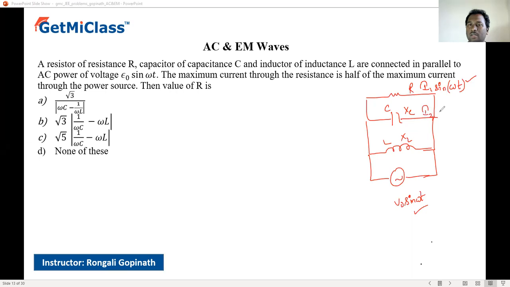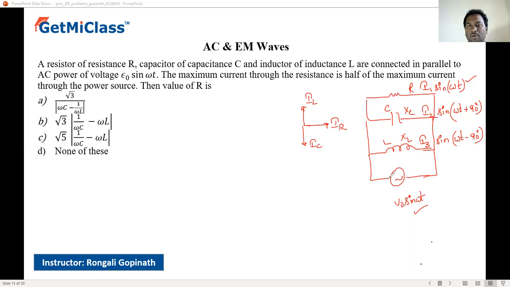Whereas current in the capacitor is I2 sin of omega t plus 90 because current in a capacitor leads the voltage by 90 degrees. And current in the inductor is I3 sin of omega t minus 90 degrees. So if you draw the phasor diagram for the currents, this is IR, this is IL, and this is IC.